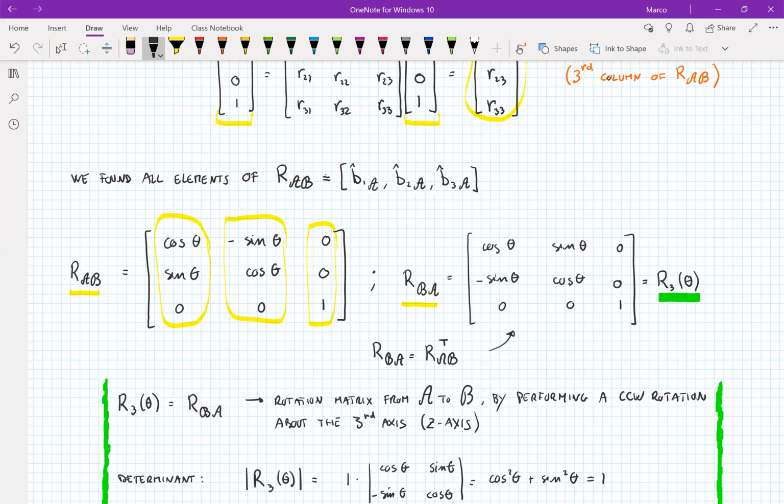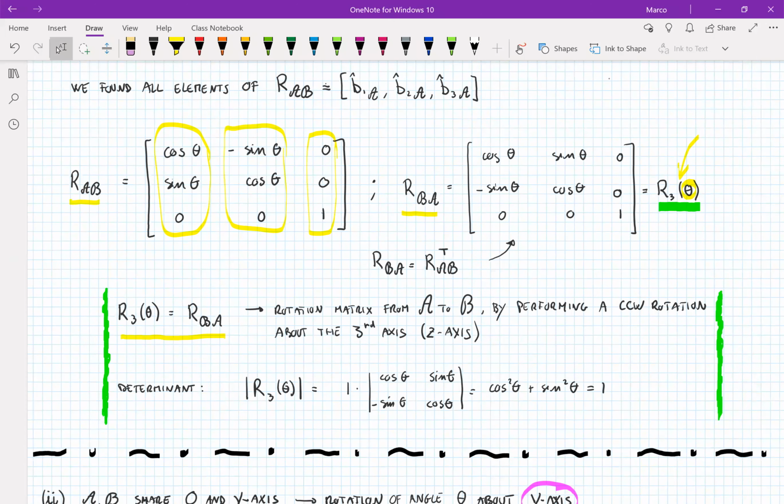And since it is a rotation matrix about the third axis, or the z-axis, and how much is this rotation? Well, it's an angle of theta. Then we're going to use also this notation here. So we're going to call it R3. So 3 refers to the axis number, and the argument is simply the amount, the angle that we rotated. So our rotation matrix RBA is also called R3 of theta.